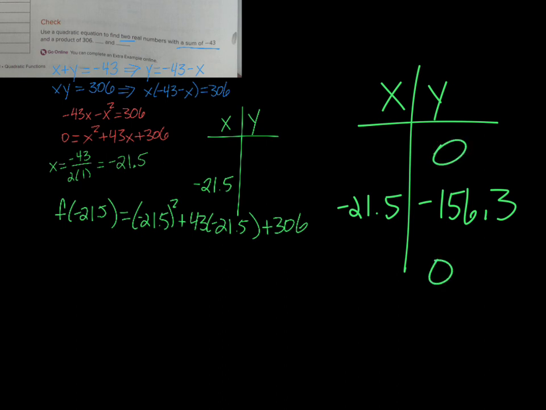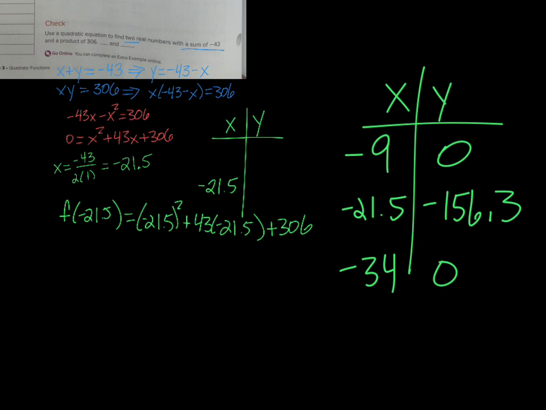I got the Y value is zero at negative 9. Yeah, so negative 9, 0. And negative 34. Okay, so those are our two solutions. It's easy to check to make sure you're right. What's negative 9 times negative 34? Well, I imagine it's 306. Okay, and then is negative 9 plus negative 34 negative 43?